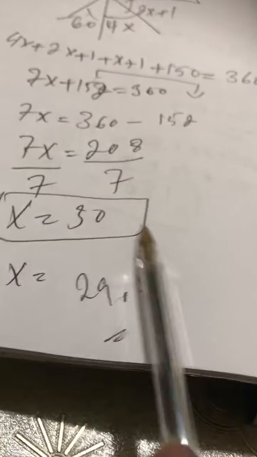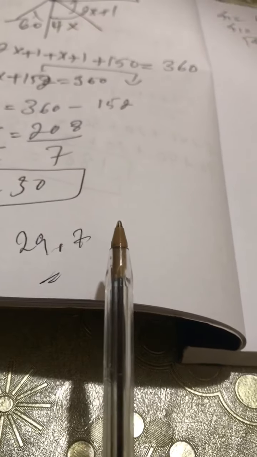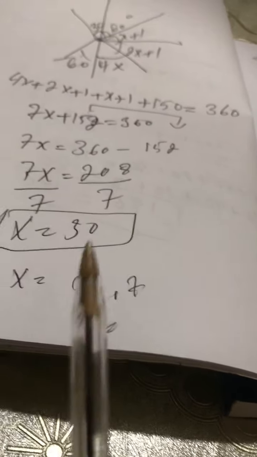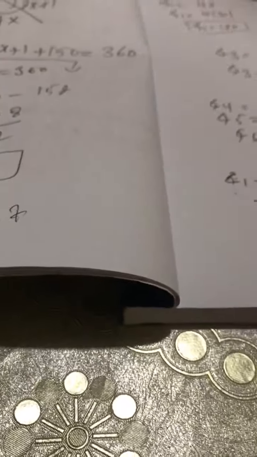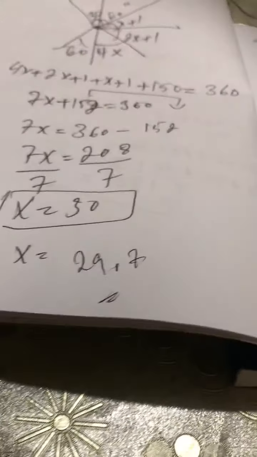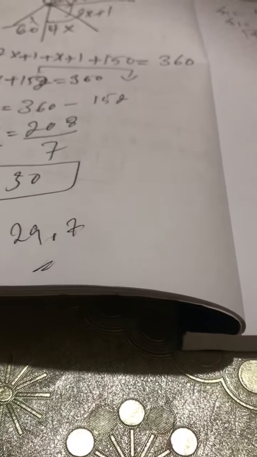But when you're doing the test, you have to use the decimal number. The biggest reason I didn't use the decimal number is because of the multiplication. But when you're doing the test, you have to use the decimal number to get the exact answer. You can round up when it's like 29.99.